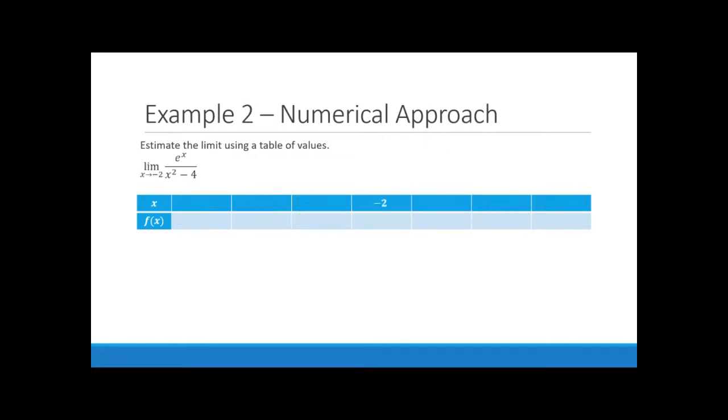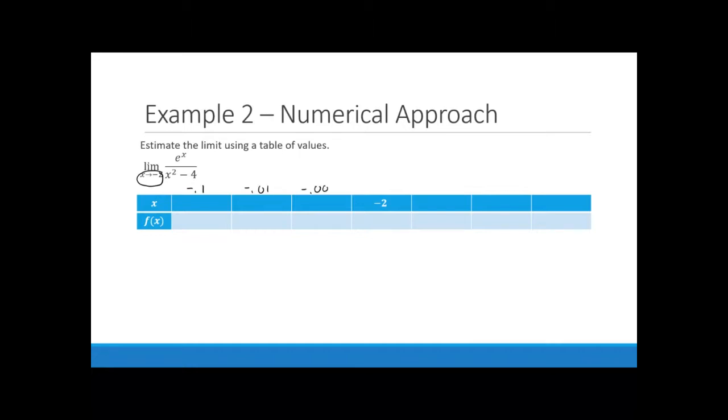So to make it easy for us, I'm using the same function. I'm just now approaching a different number. So now we're saying, okay, we're approaching negative 2. So instead of x going towards 0, it's x going towards negative 2. So now negative 2 is my middle number here. So what do we do? How do we determine where our left and right are? So I'm going to use the same basic numbers that I had before.